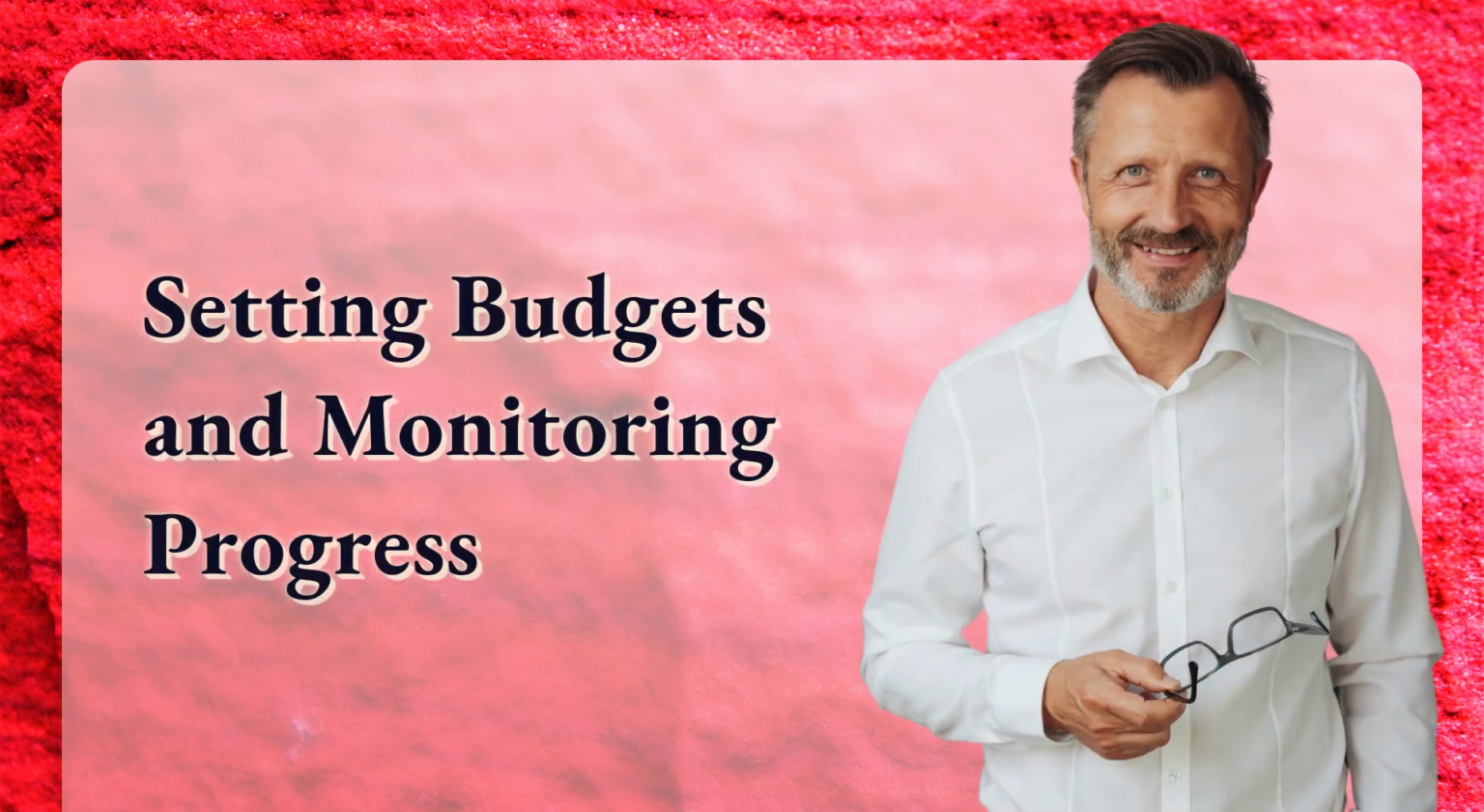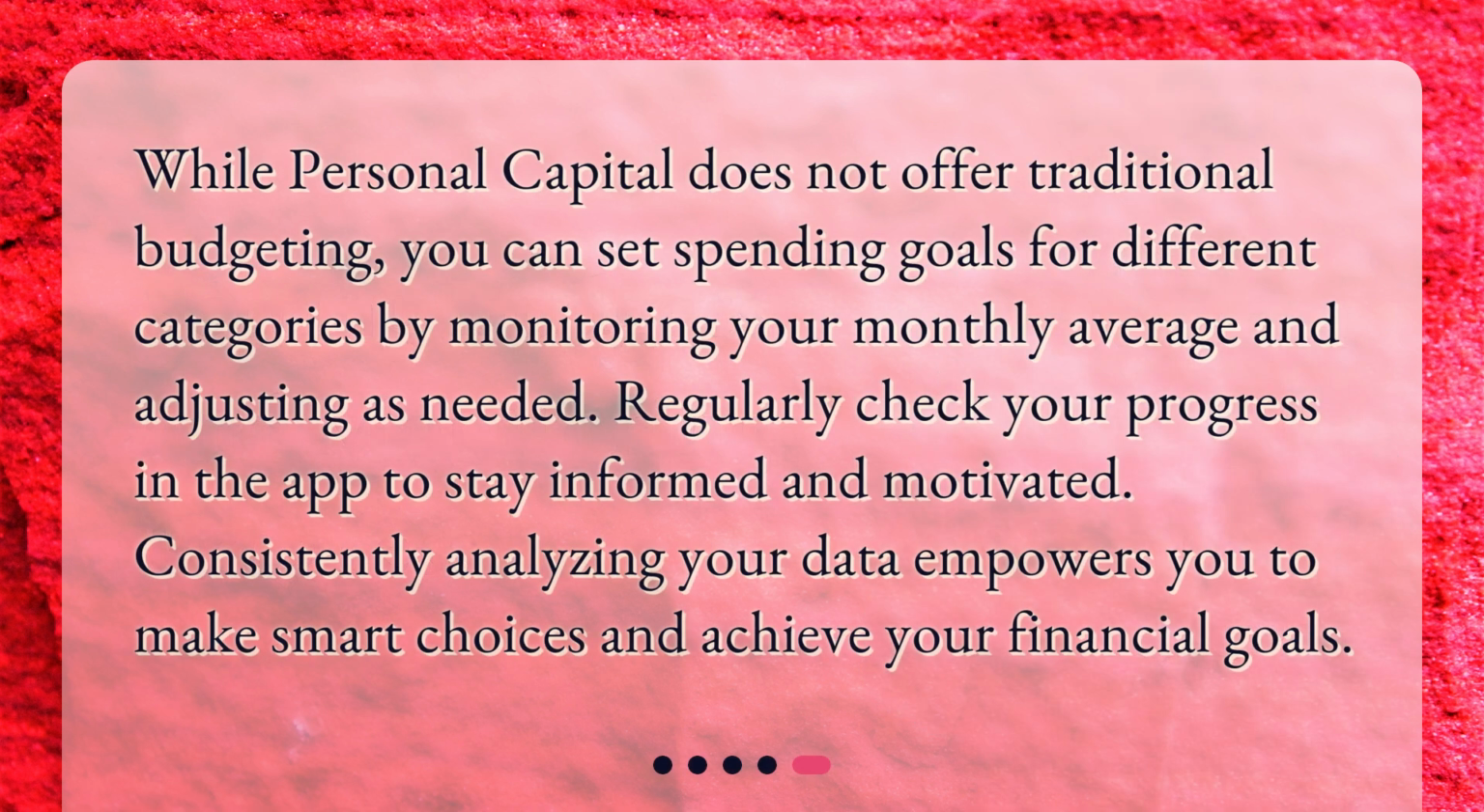Setting budgets and monitoring progress. While Personal Capital does not offer traditional budgeting, you can set spending goals for different categories by monitoring your monthly average and adjusting as needed. Regularly check your progress in the app to stay informed and motivated. Consistently analyzing your data empowers you to make smart choices and achieve your financial goals.